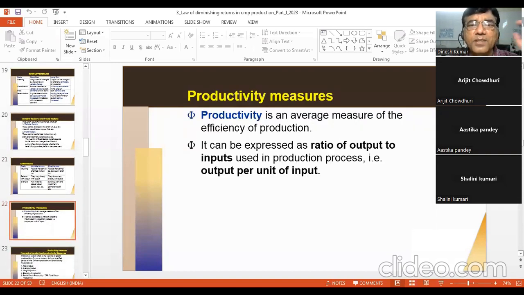Now we go to the productivity measures. So let us see what is productivity. I hope that now you are clear about short run and long run, fixed factors and variable factors. So what is productivity? It is an average measure of the efficiency of production. You can remember this definition. It can be expressed as ratio of output to input: output divided by input, or output per unit of input.